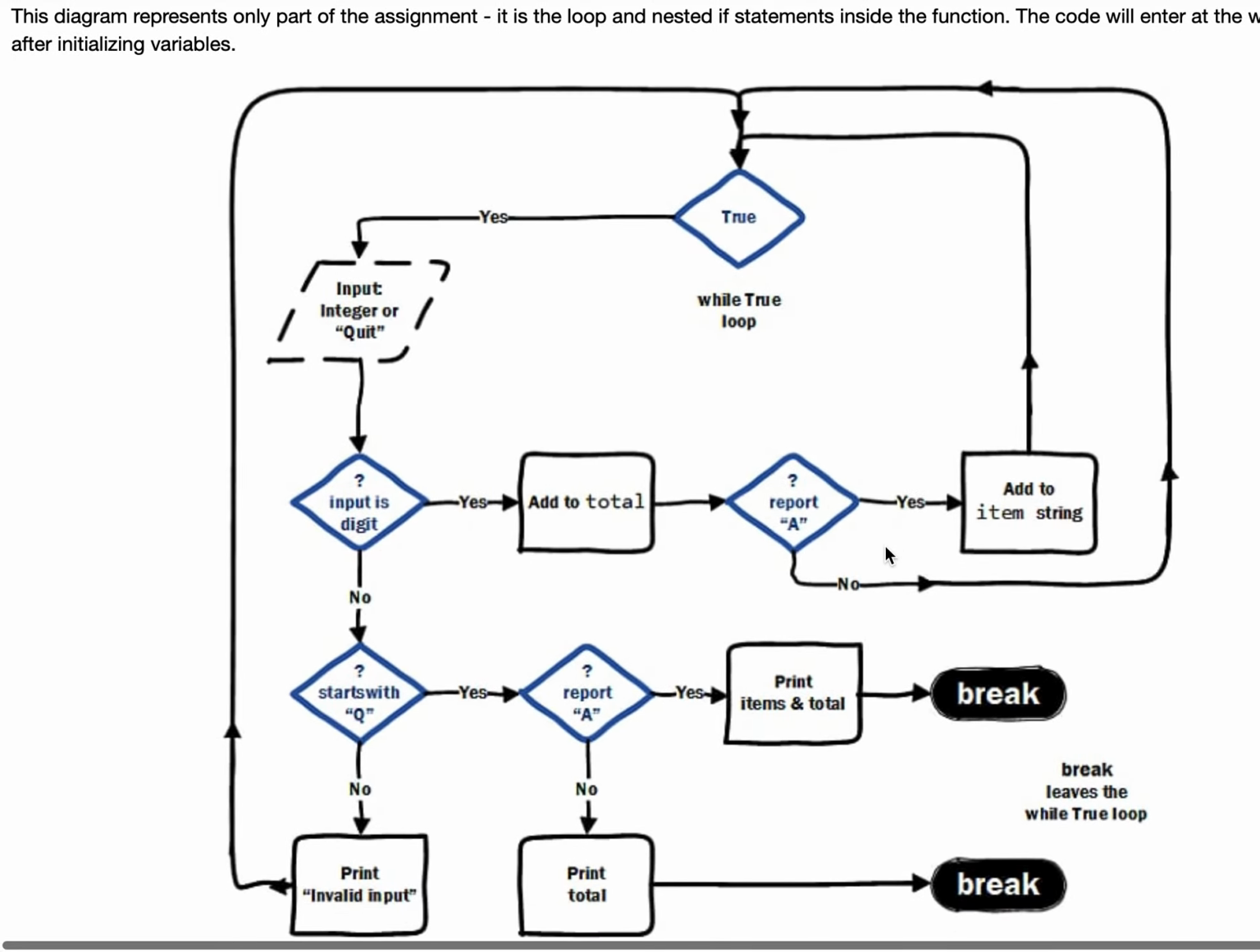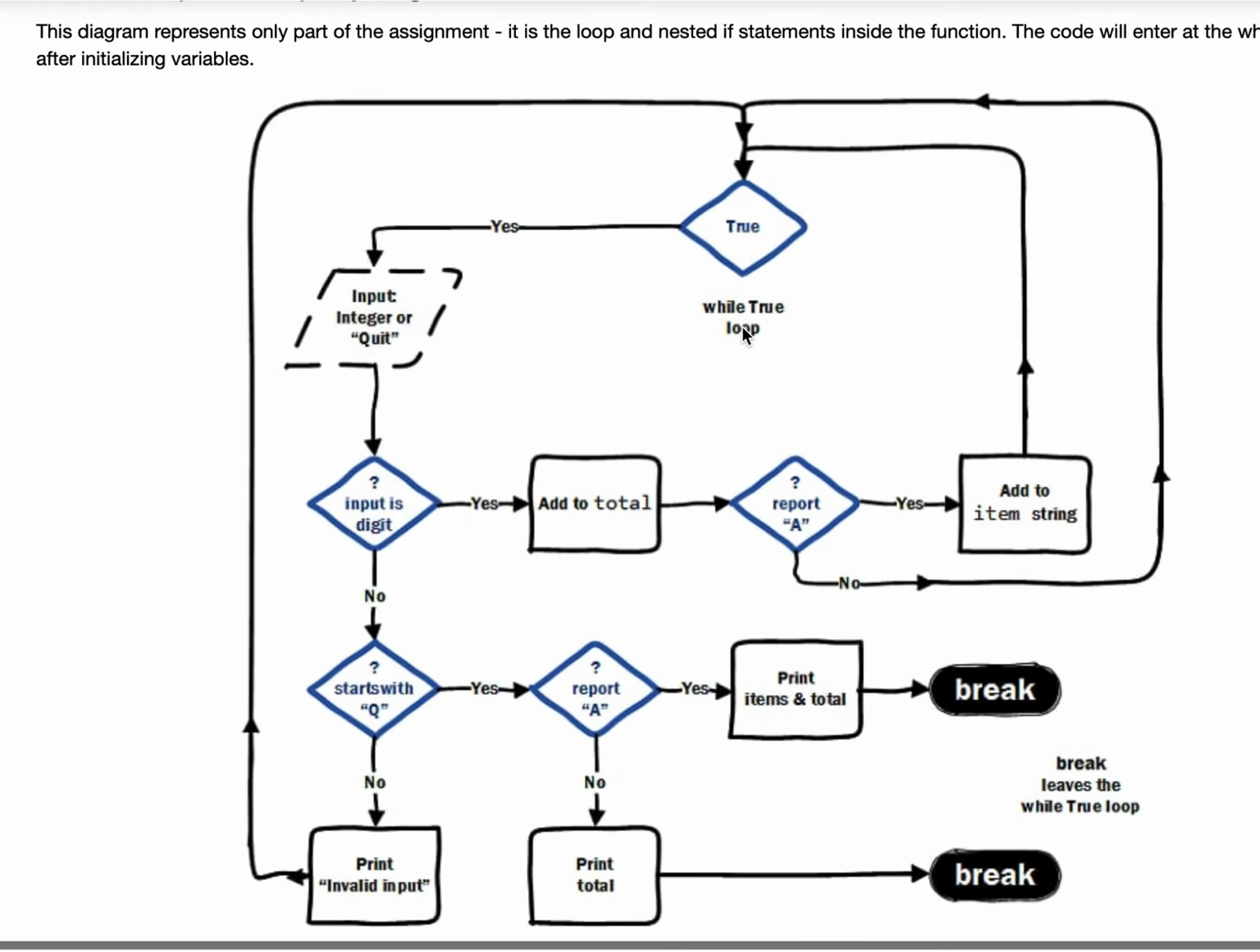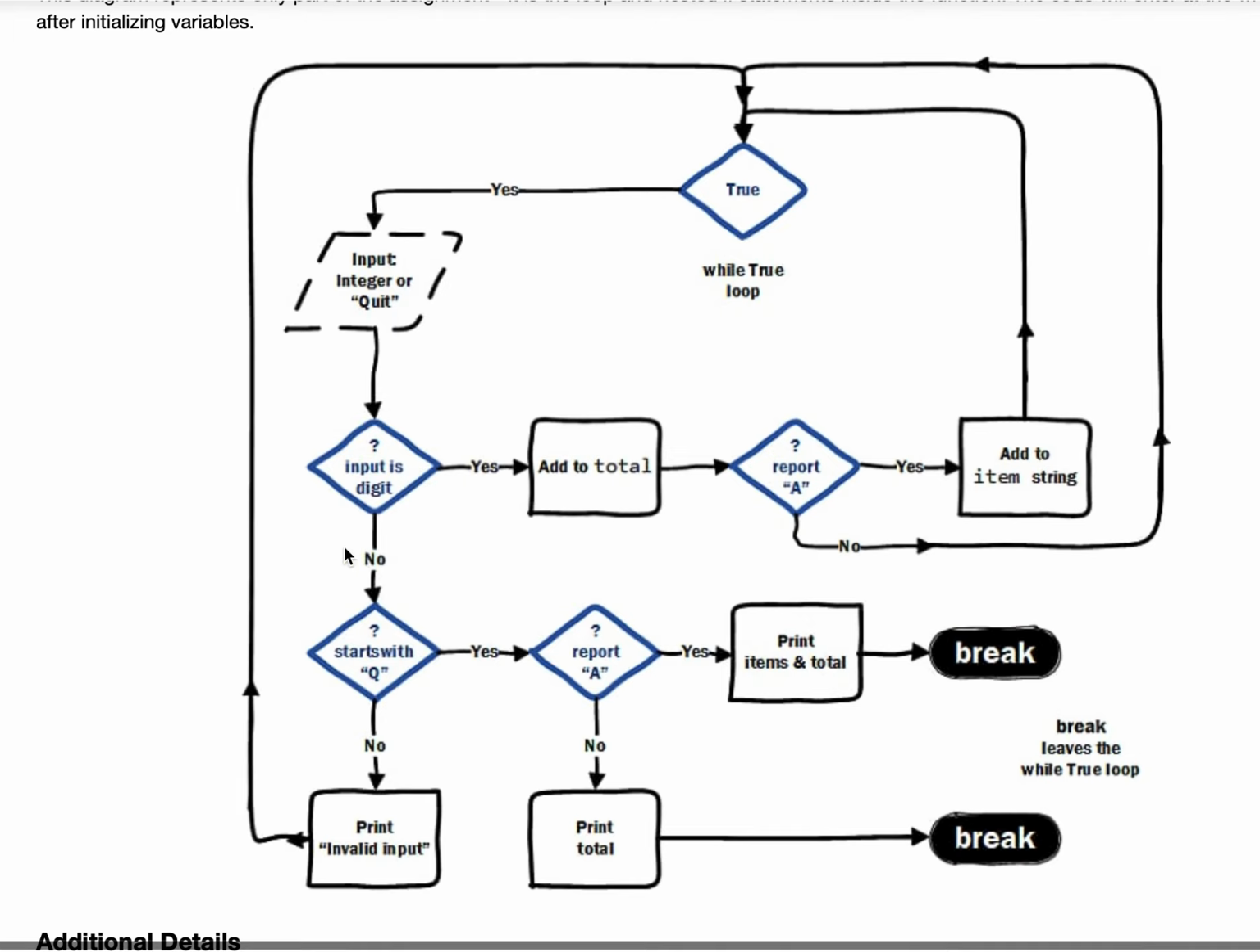First, we notice some things right from the jump. There is a while true loop. So it's saying that while true, moving here, input is integer or quit. So it's asking, is the input a digit? If it is, we want to add it to the total. If it's not, we want to check to see if it starts with a Q, and if it does, then we will move on to the report. But if it doesn't, then we want to have a print that says invalid input. These diamonds, again, are going to refer to a decision, and it's giving us a clue that it is going to be an if statement.